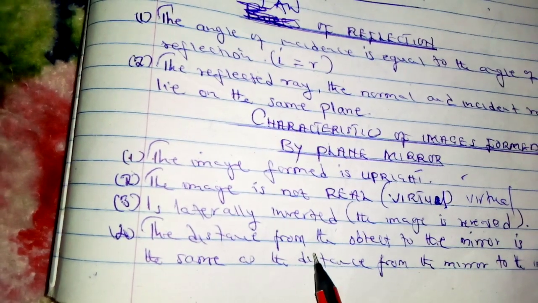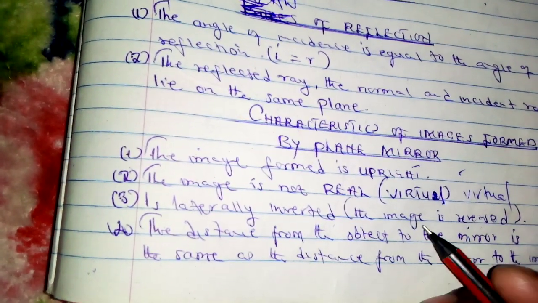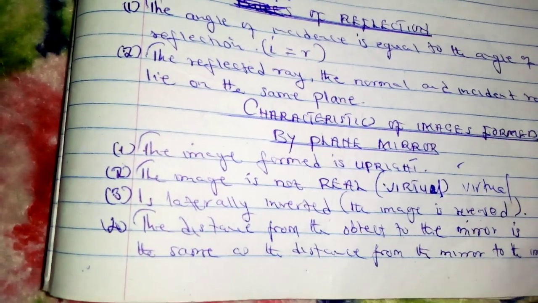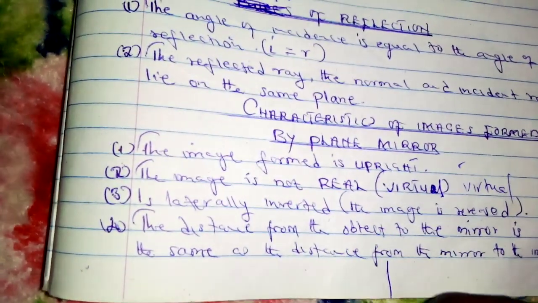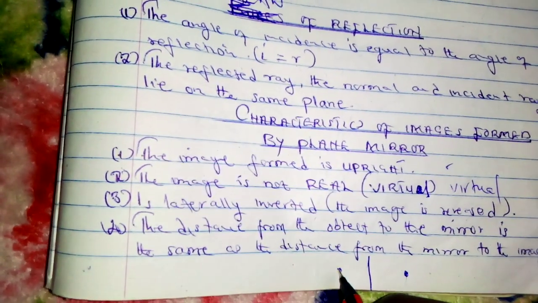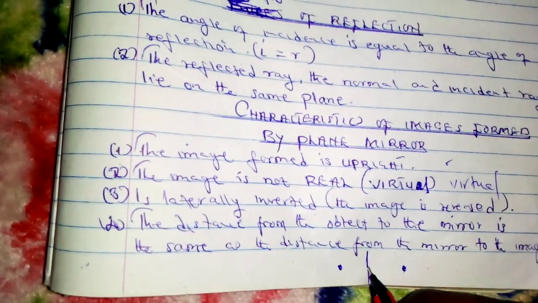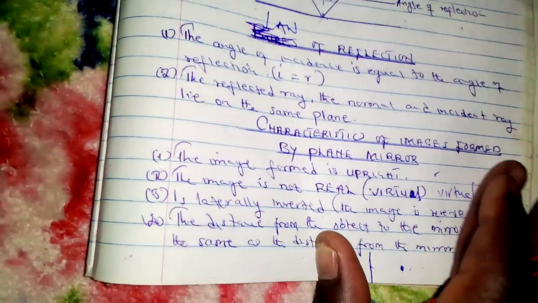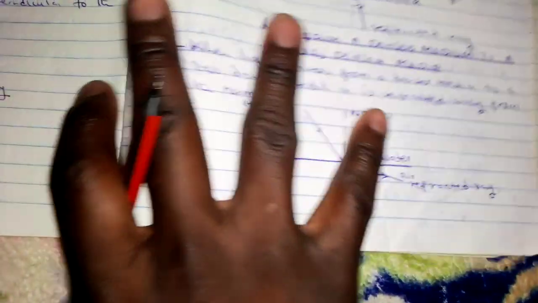Then another characteristic is that the distance from the object to the mirror is equal. Just like this is a mirror, this is the object, and then the image will appear like this. So the distance from the object to the mirror is equal to the distance from the mirror to the image. So those are the characteristics of reflection.